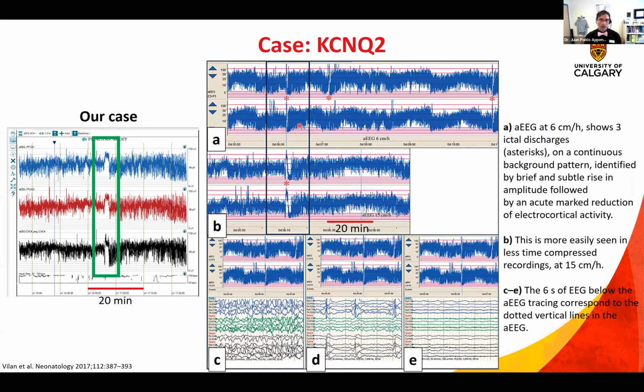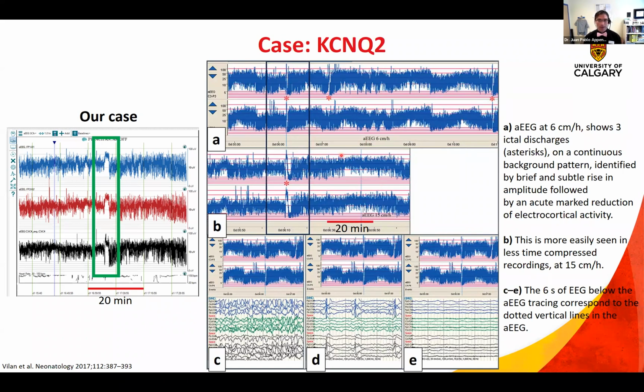As associated with KCNQ2 mutation, in which you have an abrupt downward deflection of the upper margin and lower margin, and then a straight going up of the lower margin and upper margin, and then gradually coming down as a post-ictal suppression, and then gradually picking up again the normal brain activity.